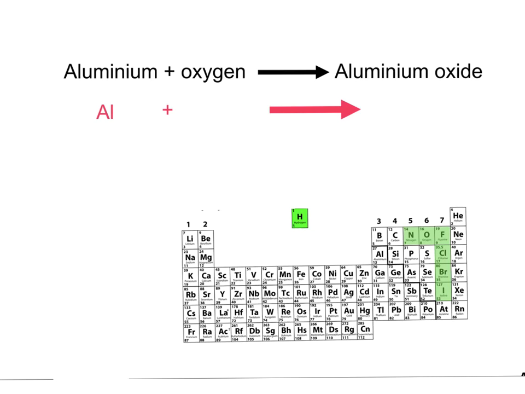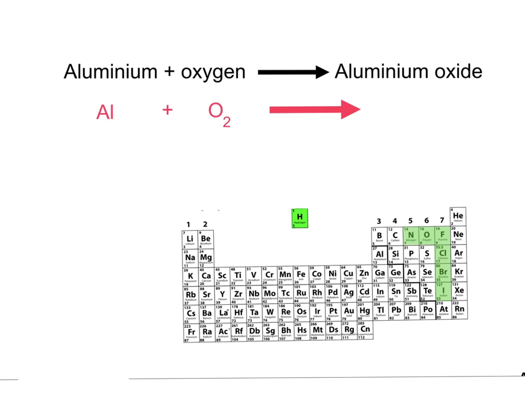Next we go to oxygen. So oxygen you can see is here. Its symbol is O. So we're going to write down an O. But you can also see that oxygen is in the magic 7. So oxygen is diatomic, and we must then put in a small 2 to mark the fact that it is diatomic.